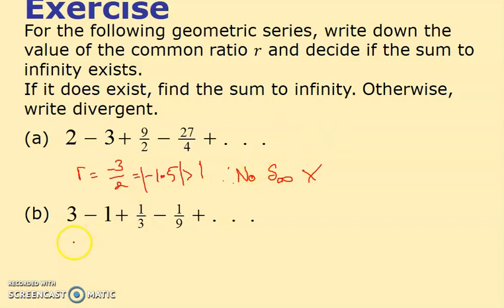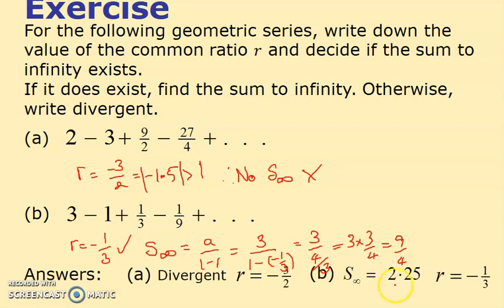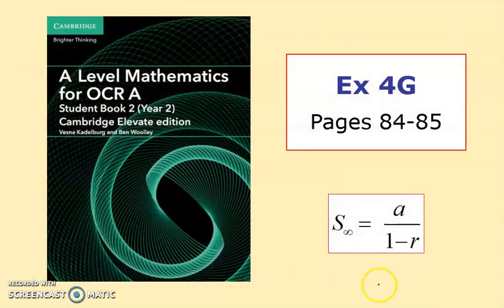What's this one? It's r equals minus 1 divided by 3. Oh, that's okay. So the sum to infinity is a over 1 minus r, is 3 divided by 1 minus minus a third, which is 3 divided by 4 thirds, which is 3 times 3 over 4, which is 9 over 4. So that one does, and according to me, 2.25. Perfect.